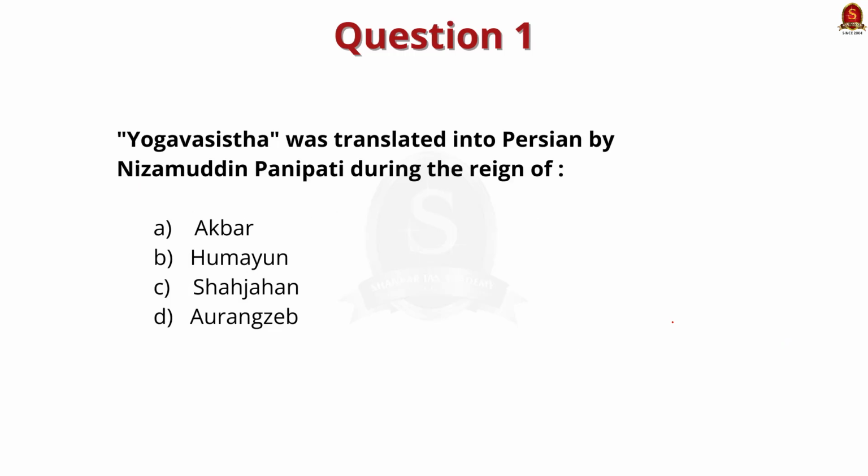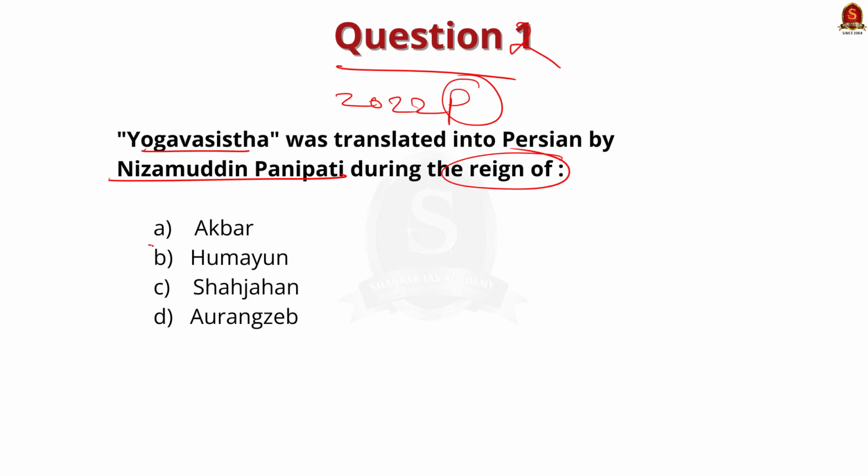With this, let's move to the next question. Now look at this question from UPSC 2022 Prelims. Yoga Vasishta was translated into Persian by Nizamuddin Panipati during the reign of: option A, Akbar; option B, Humayun; option C, Shah Jahan; option D, Aurangzeb. See, this is a tricky question from medieval India. If you know, attend, or else leave.